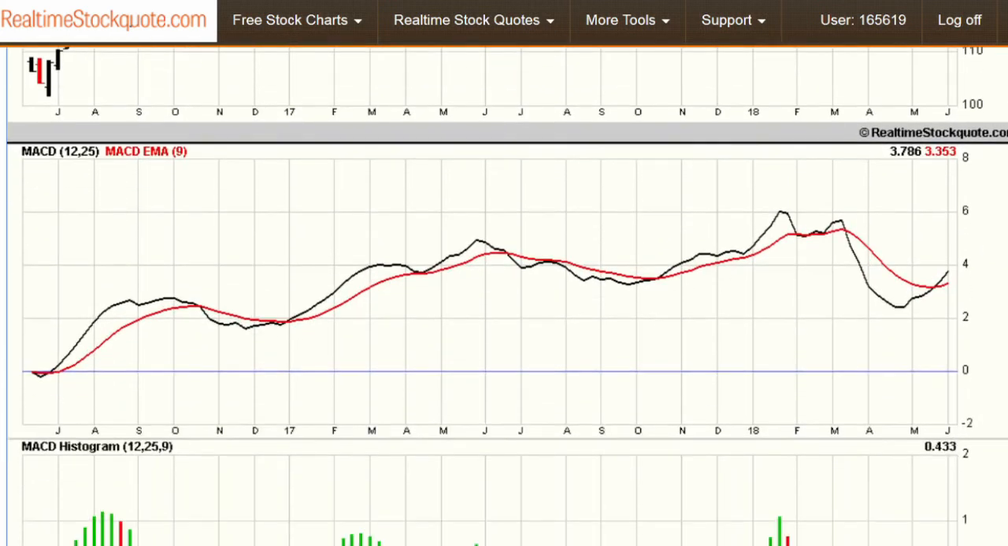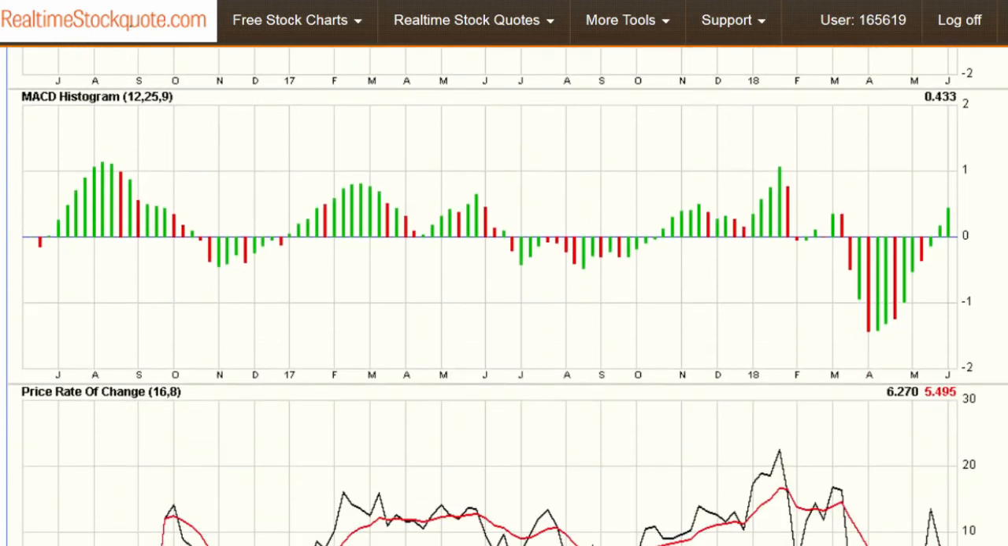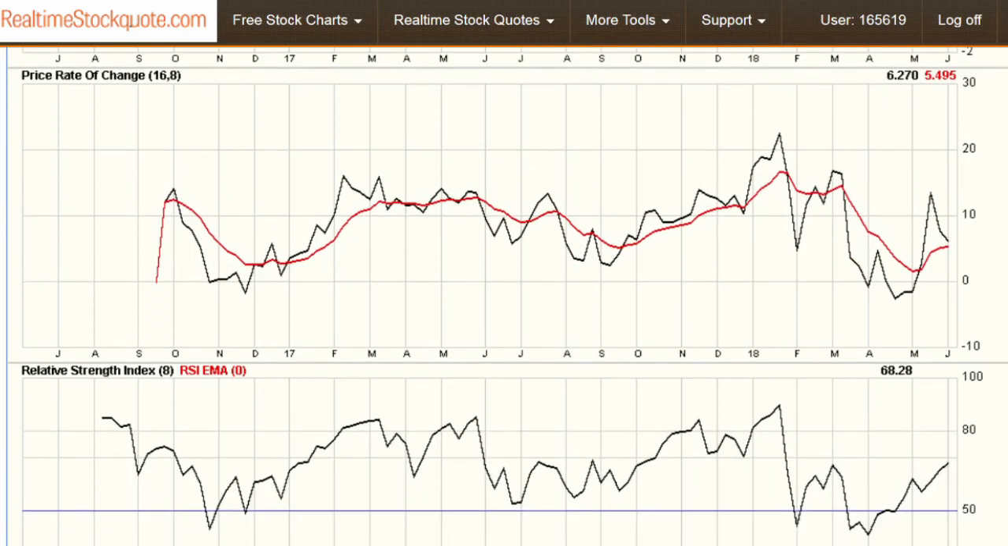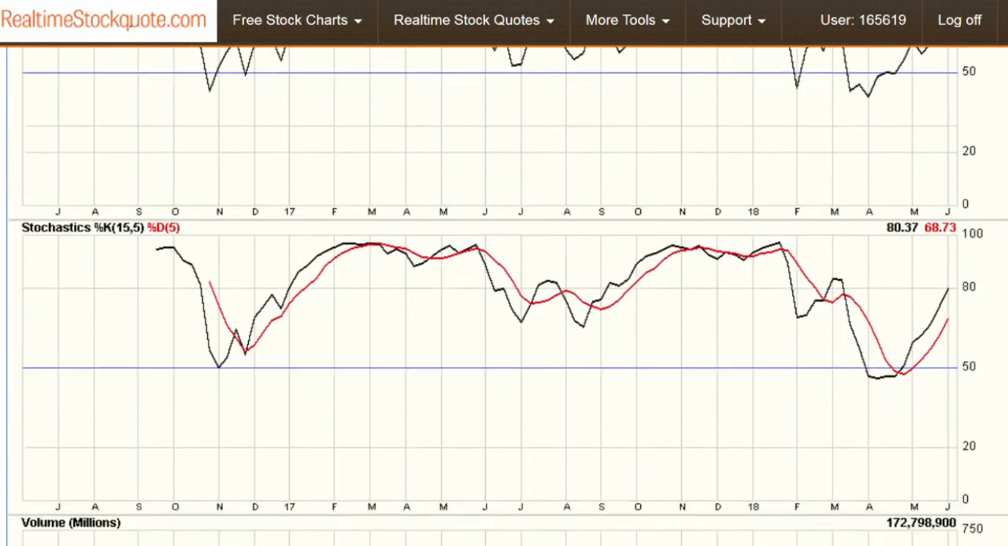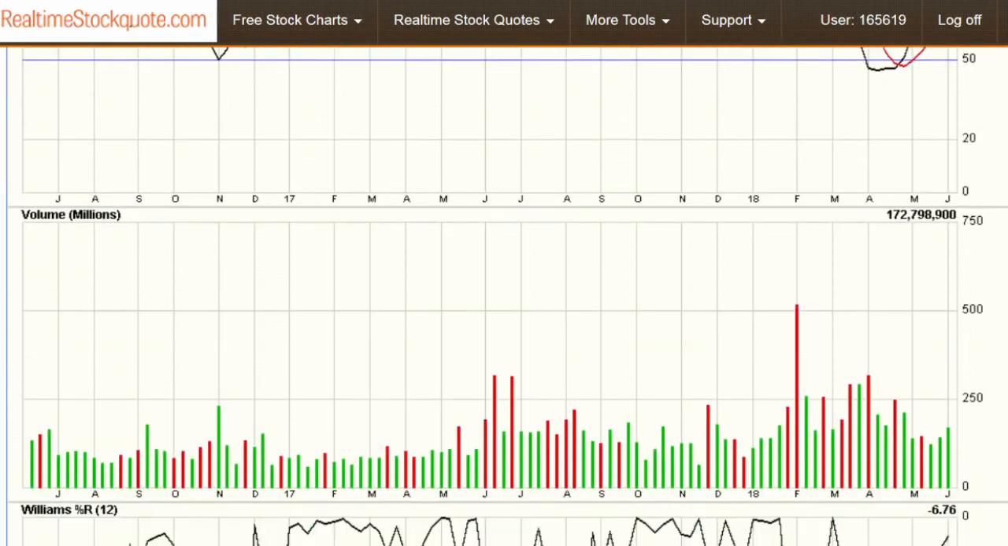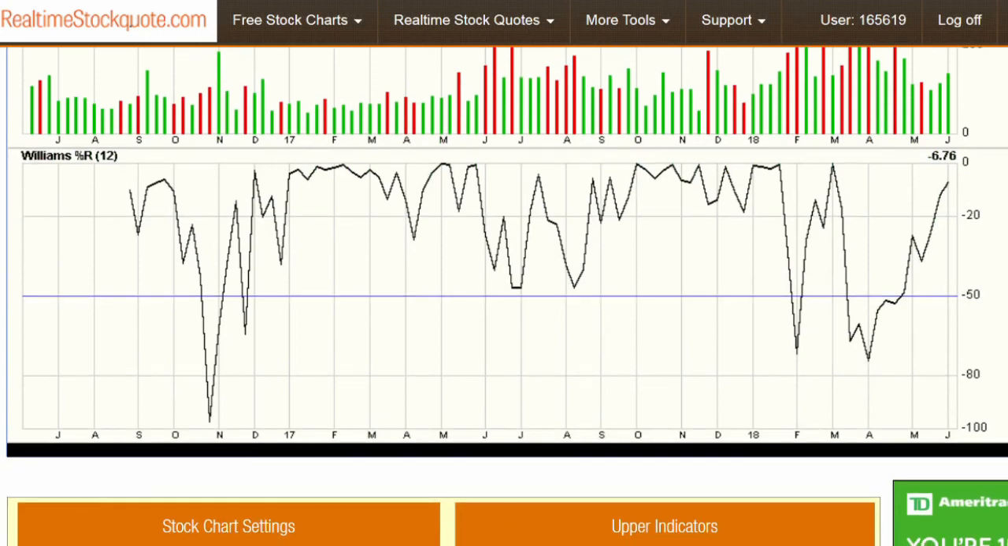Moving here into the MACD, you see that the bottom is here, and it's moved on up through the fast line, and it's even stronger than the S&P, being that we have a good elevation above the zero line there. And this is also shown in the histogram, heading on up. Price rate of change is a little bit muddled, but the relative strength, stochastic, volume is fine, and then the Williams all are on their way up.